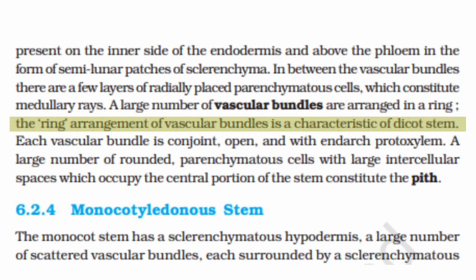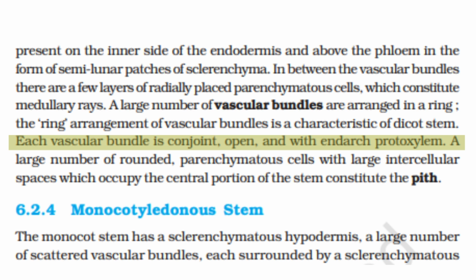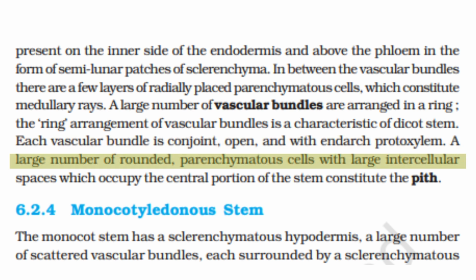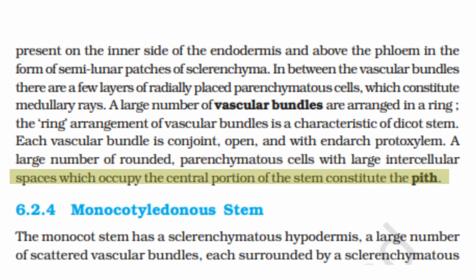The ring arrangement of vascular bundles is a characteristic of dicot stem. Each vascular bundle is conjoint, open, and with endarch protoxylem. A large number of rounded parenchymatous cells with large intercellular spaces which occupy the central portion of the stem constitute the pith.